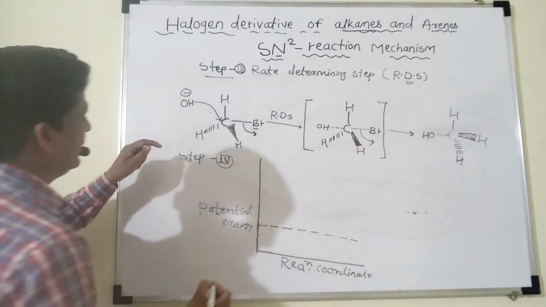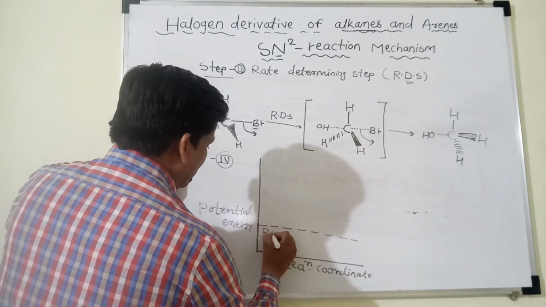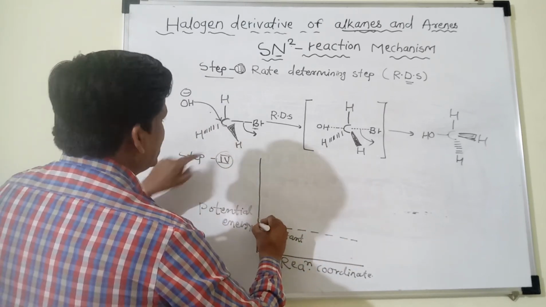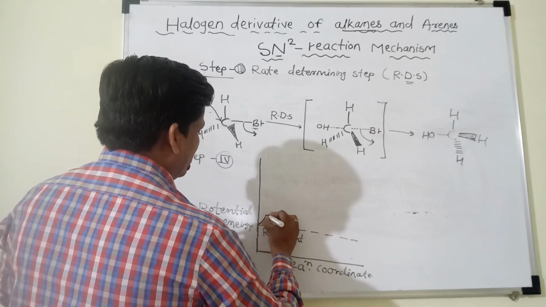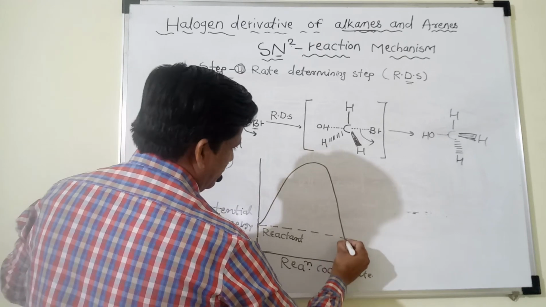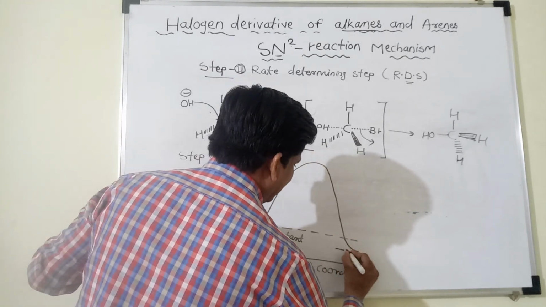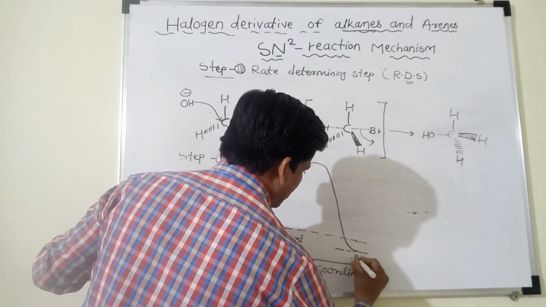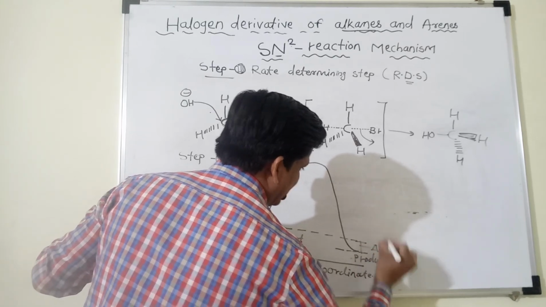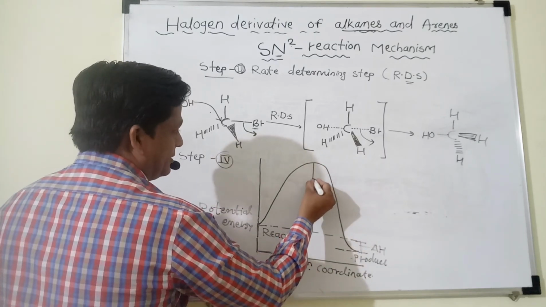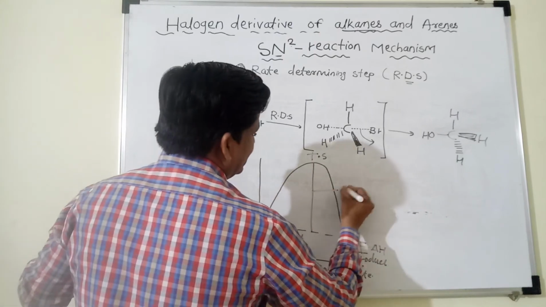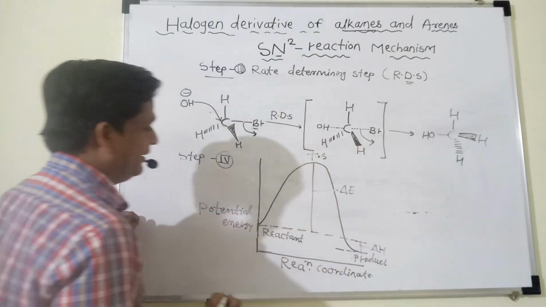So here is the reactant. Okay, that means methyl bromide here. So the reaction will start, and only one step is there, that means we get only one peak like this, and here we get the product like this. Here we get the product. This is the delta H, change in enthalpy, and this highest peak we get here is the transition state, that is the delta E, activation energy.